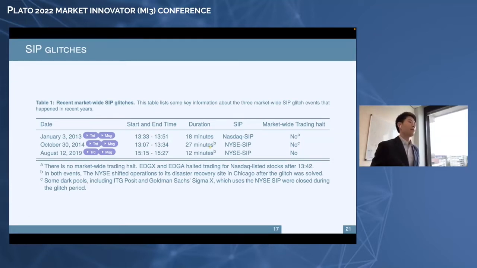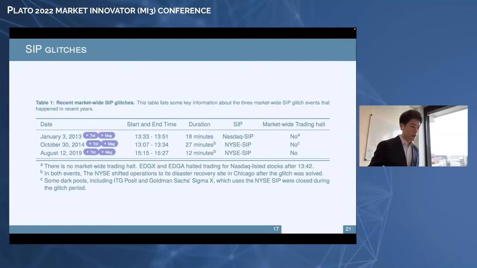And the good thing about the three glitches is that they involve both the NYSE SIP and, sorry, the Nasdaq SIP. Also, an important feature is that there's no market-wide trading halt, which is different from, if the audience do remember, back in 2013, what they call the Nasdaq flash freeze. There was a very severe glitch on the Nasdaq SIP that put the whole trading in Nasdaq-listed stocks in a halt. But for all the glitches I look at here, there's no market-wide trading halt.